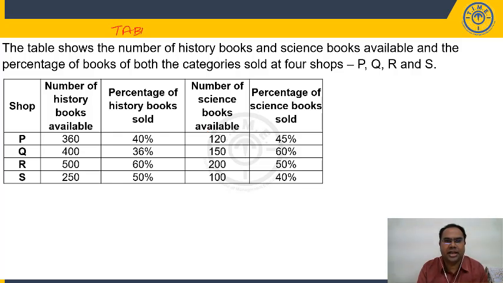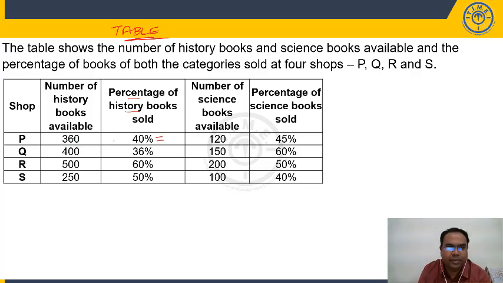So as we have discussed earlier, when you have 9 minutes left, you spend 5 minutes on a table depending on the length, then 4 minutes on the other set, line, graph and table, or you spend 5 minutes on line plus table, 4 minutes on this table. Now see here, the table shows the number of history books and science books available and the percentage of books of both categories sold at 4 shops, P, Q, R, S. Number of history books available, percentage of history books sold. So let us convert this percentage into values.